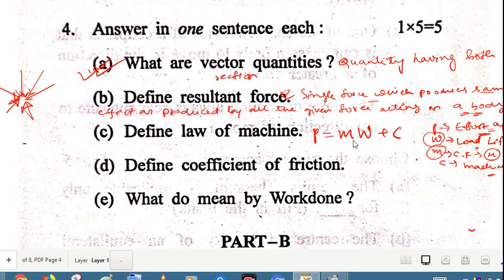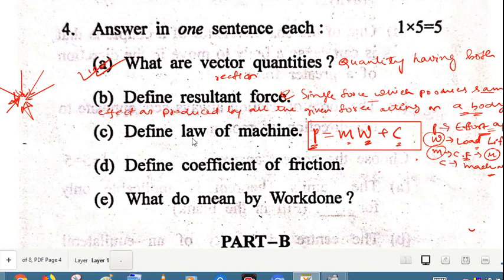Define law of machine. Law of machine is basically related to the effort applied to the load lifted. So P equal to mW plus C. P is the effort applied here. Then m is a constant, which is nothing but the coefficient of friction, basically mu. W is the load lifted, and C is also a constant. This is the machine friction. So this relation is called the law of machine. Formula for law of machine.